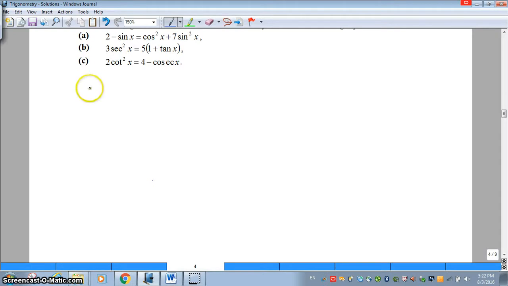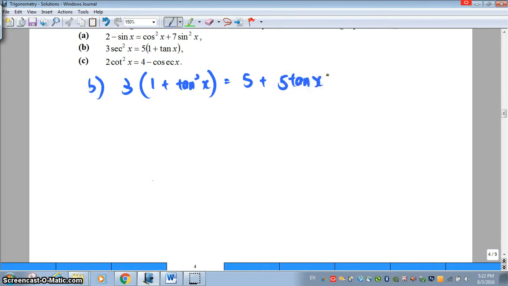Secant square x itself can be written as 1 plus tangent square x. Please remember to write a bracket. After that, you are to simplify everything and equate everything to 0. Okay, simplify and equate everything to 0.